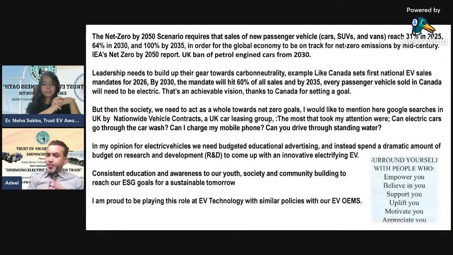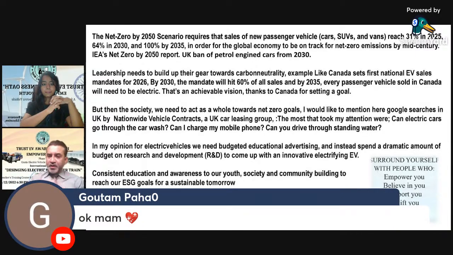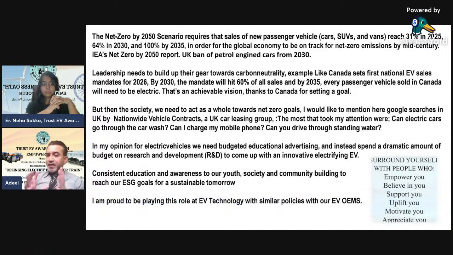In my opinion, and this is my own personal opinion, which I always make a lot of noise about, we need budgeted educational advertising, and instead spend a dramatic amount of budget on research and development to come up with an innovative, electrifying EV. What am I saying here? A lot of companies in the world spend big money on advertising for electric vehicles as against R&D.